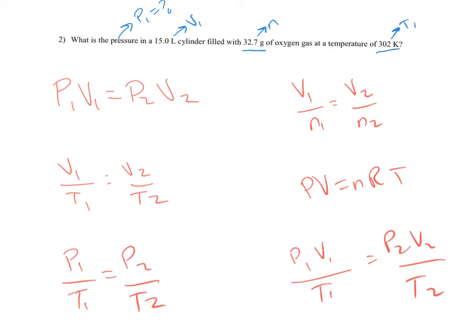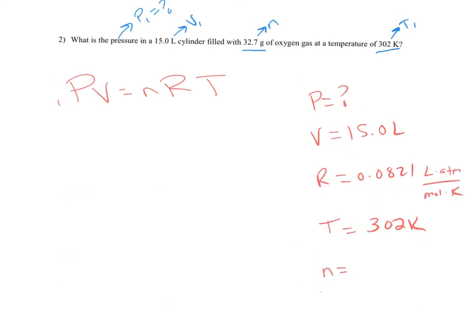So again, here's all your formulas. Which one has pressure, volume, moles, and temperature? It's only the ideal gas law formula. So go ahead and plug in everything that you know. I like to organize my notes on the side. So pressure is unknown, volume is given, R is the gas law constant, temperature is given, and you're given 32.7 grams of oxygen gas.